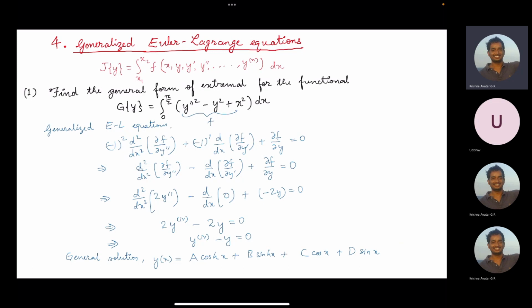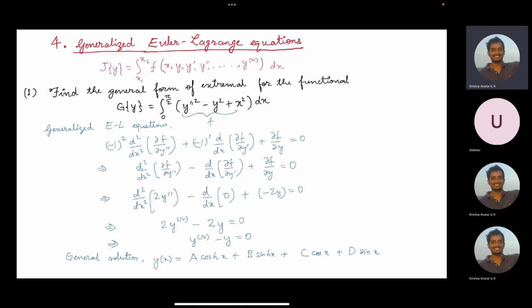Okay, now let's start talking about generalized Euler-Lagrange equations. Let's solve some problems, and you very well recall from the review that for such functionals, the integrand does not only depend on y and its first derivative, but it contains derivatives up to nth order of y. So the first question asks us to find the general form of the extremal for the functional J of y is equal to the integral from 0 to pi by 2 of y double prime squared minus y squared plus x squared.